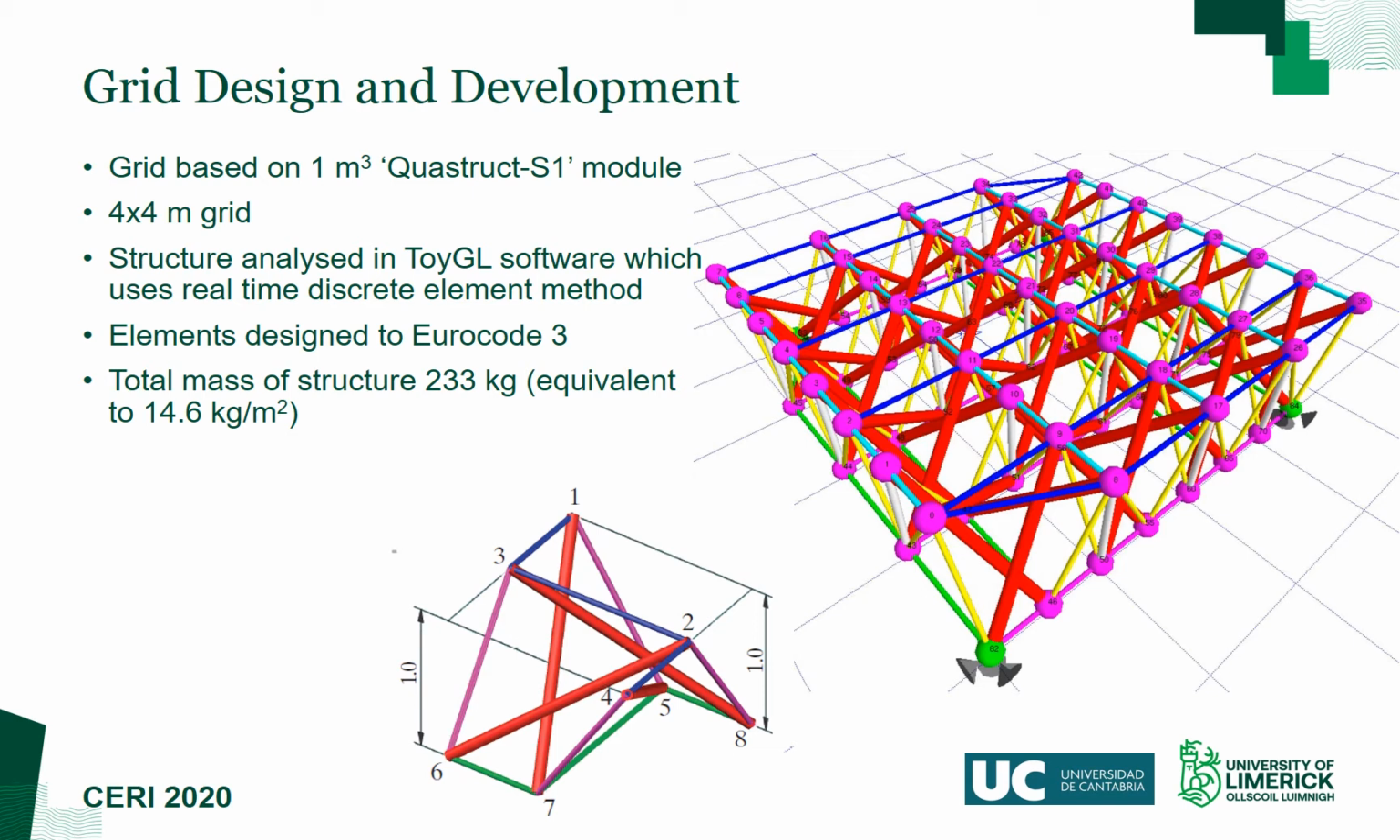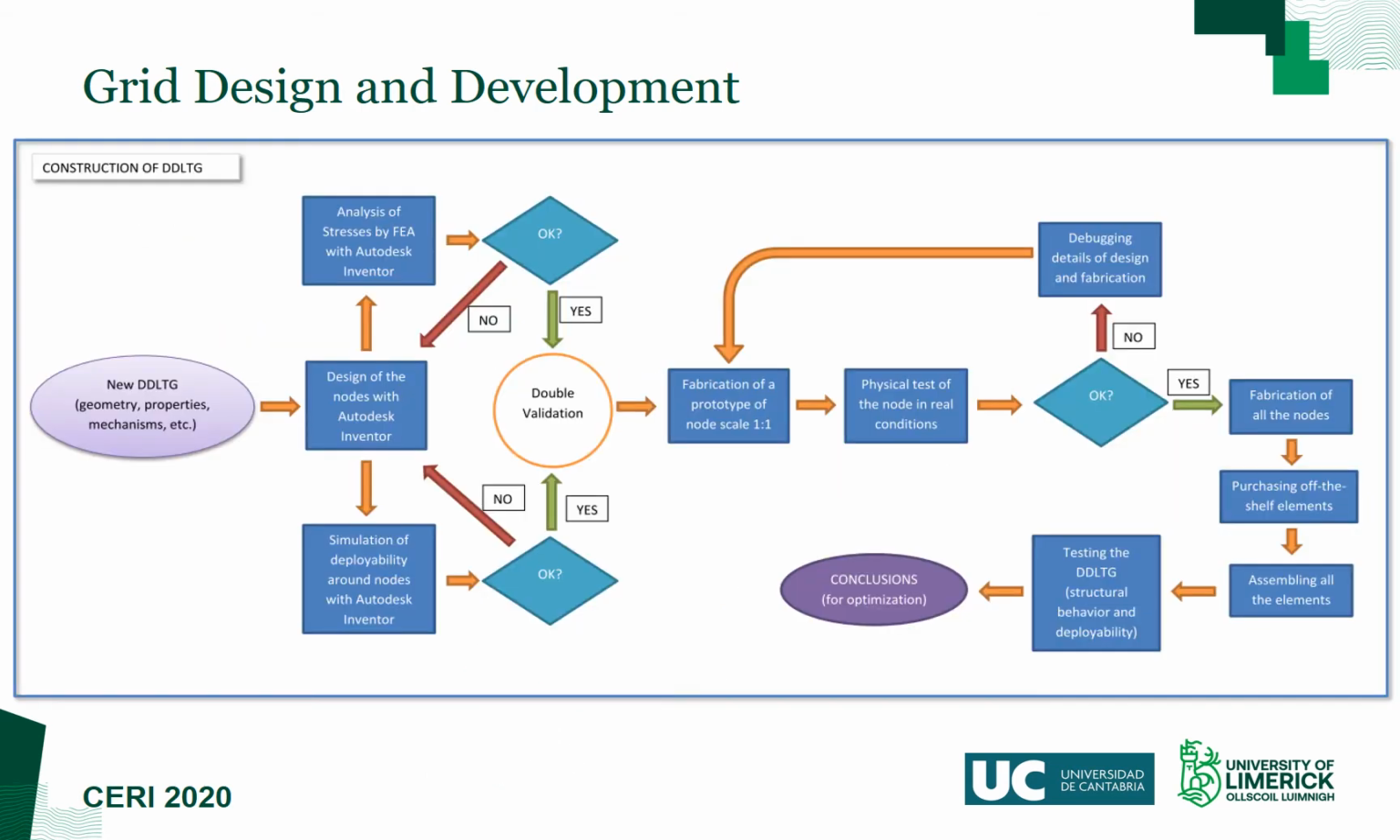27mm circular hollow sections and 4.75mm diameter galvanized high tensile steel wire rope were used throughout the structure. The total mass was 233 kilos, which is equivalent to approximately 14.5 kilograms per meter squared, and this is considered relatively light for a space frame structure. A schematic workflow illustrating the methodology adopted to complete the final development stage of the project over a relatively short period of 2 months is shown here.